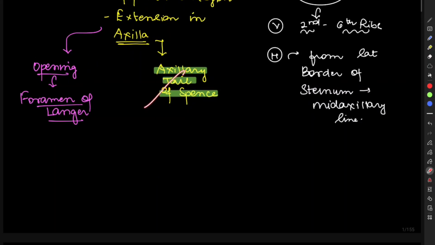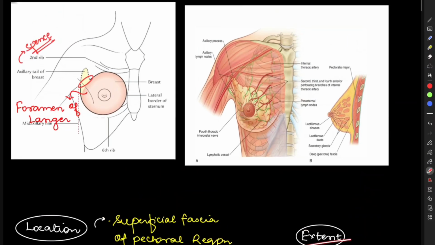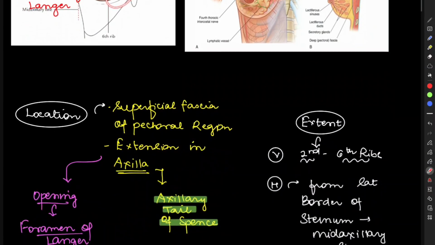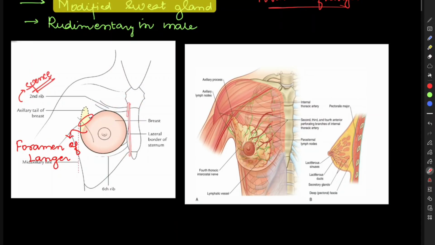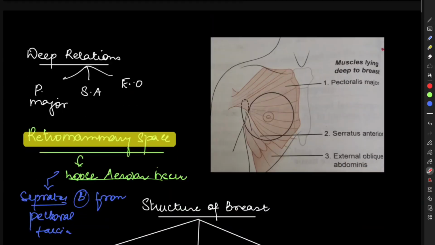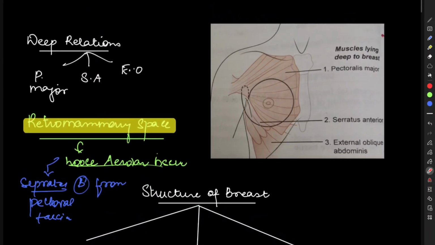Extension को हम बोलेंगे axillary tail of Spence. Extends vertically from the second rib to the sixth rib, and horizontally from the lateral border of the sternum to the mid-axillary line. Deep relations में pectoralis major muscle, serratus anterior muscle and external oblique muscle.